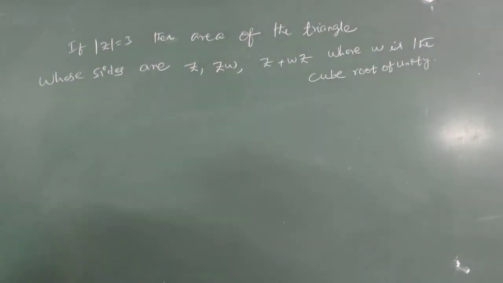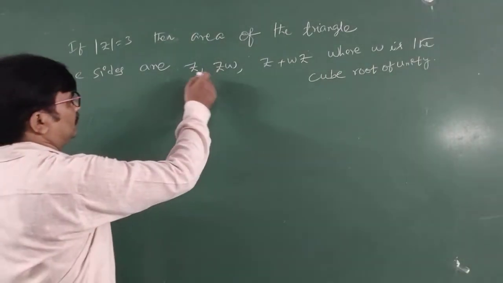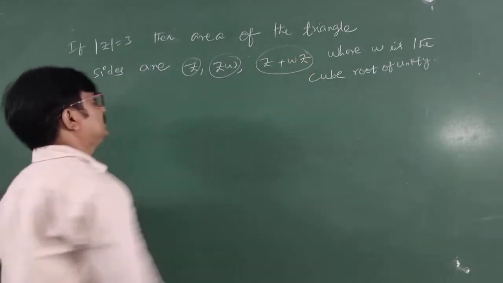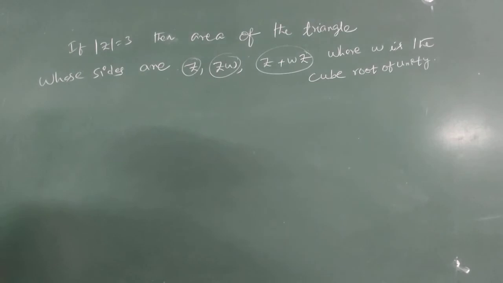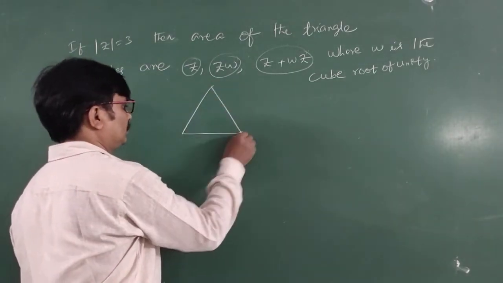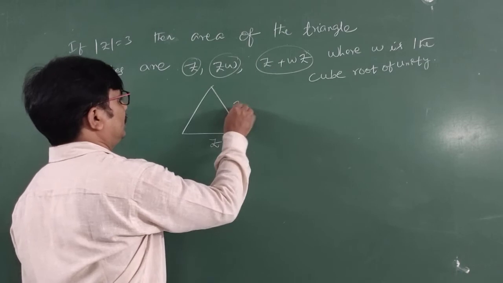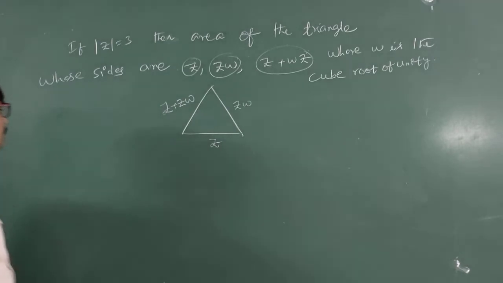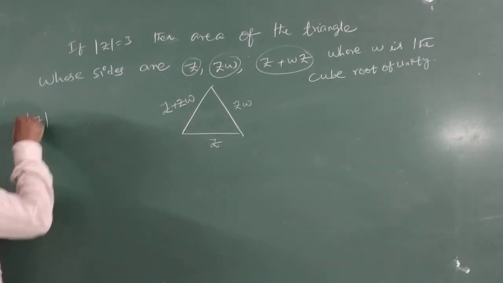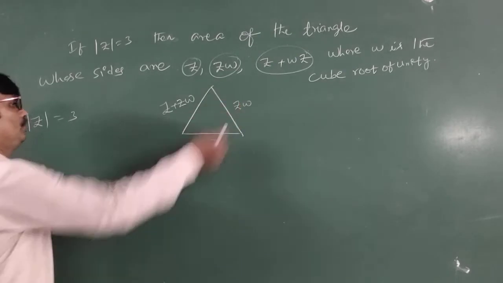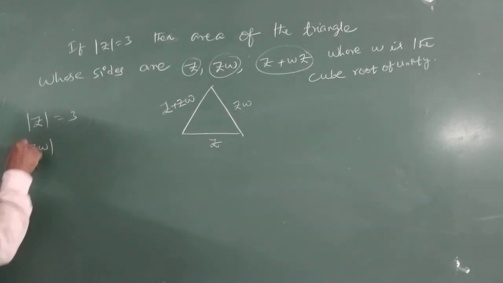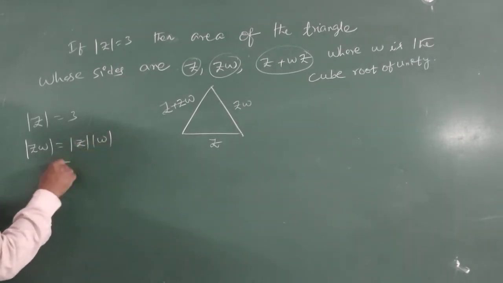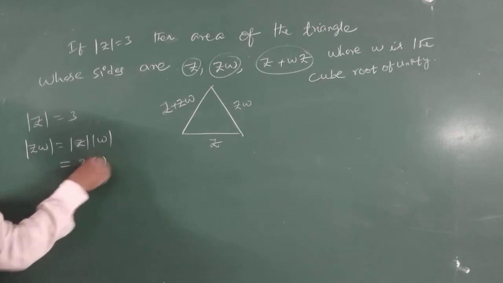So, dear students, these are the sides given: Z, Z omega, and Z plus Z omega. One side is Z, another is Z omega, and the third is Z plus Z omega. The first side has magnitude 3. Z omega can be written as mod Z times mod omega. Mod Z is 3, and mod omega is 1.